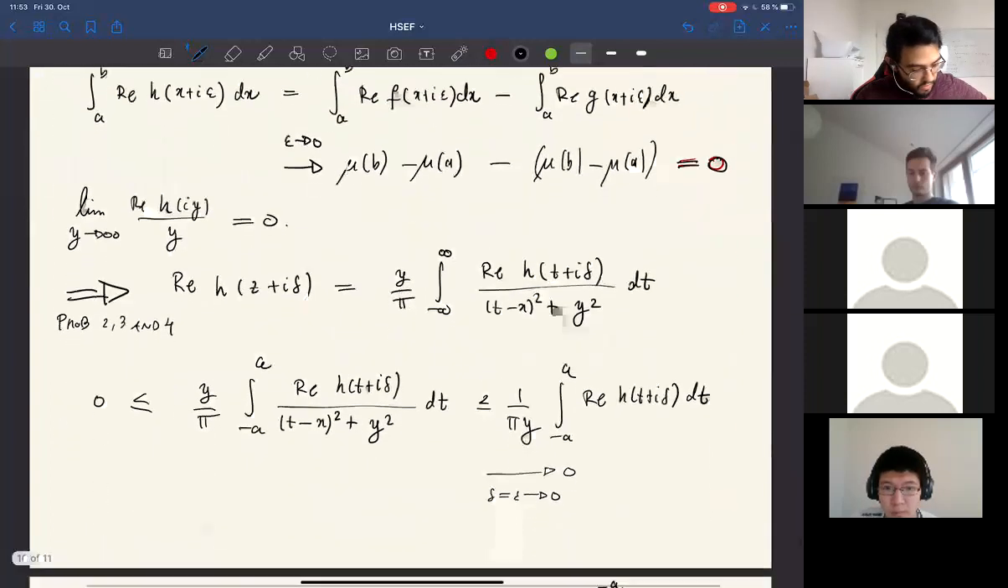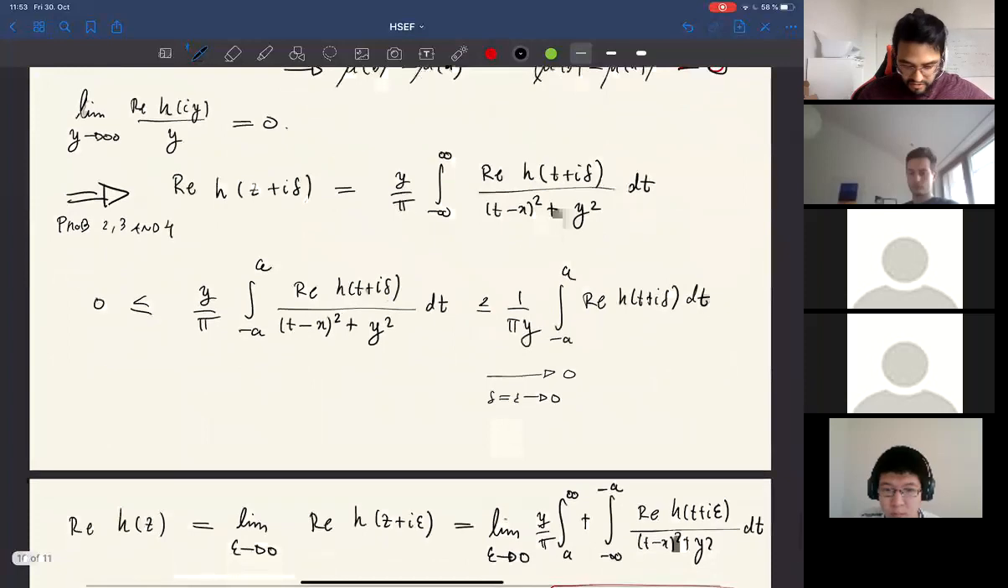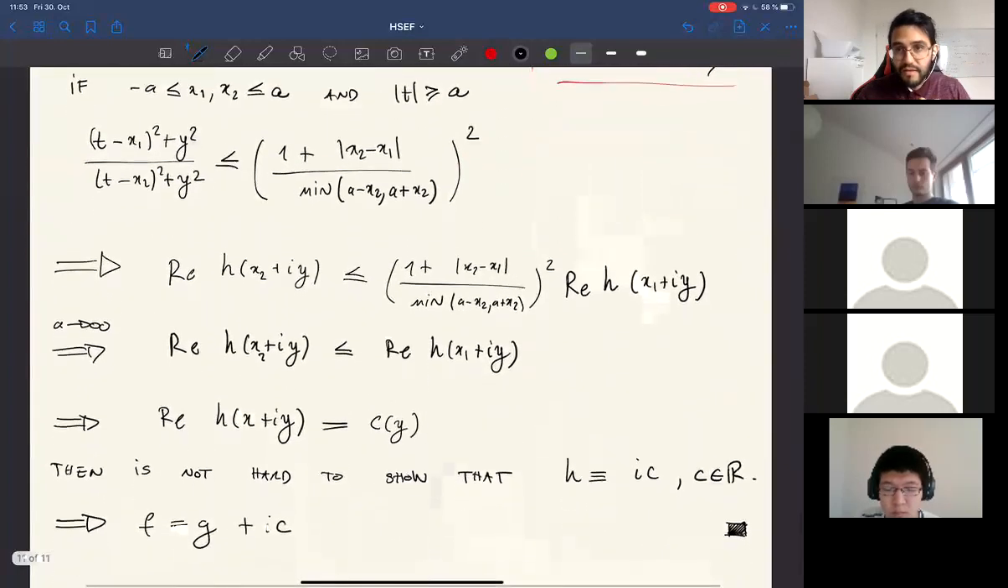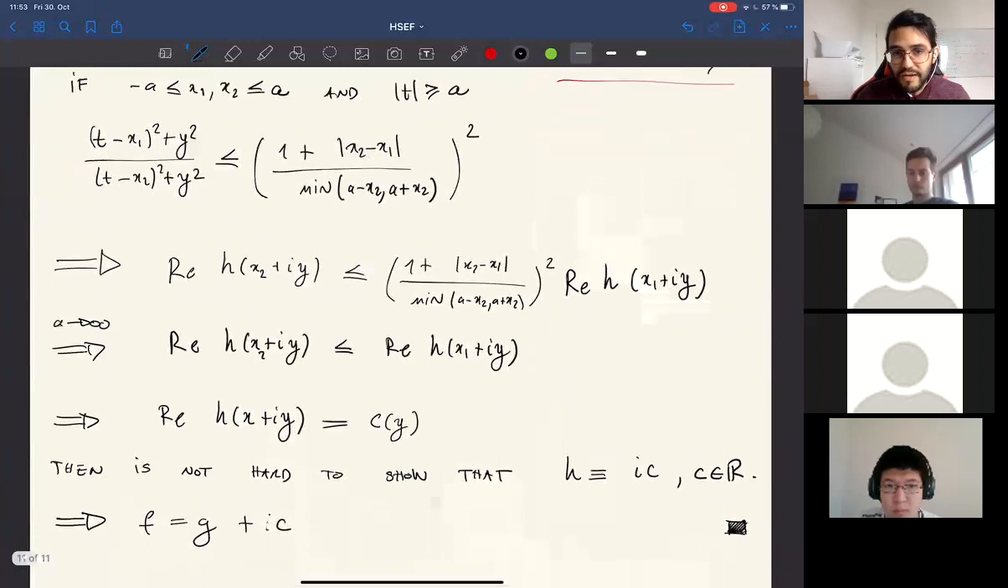Great. So that finishes the class for today, and I hope you enjoyed it. So now we know what a function on the upper half plane with no negative real part is. It has to be something given by the Poisson representation, and we will use that in the next classes.